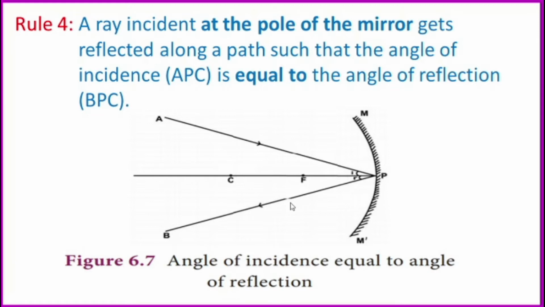Which ray is falling on the reflecting surface? That is the incident ray. So this ray is the incident ray. Then this one is the reflected ray. Reflected ray means the ray after falling on the surface. Angle of incidence: we already studied about the angle of incidence. It is the angle made by the incident ray with the normal.